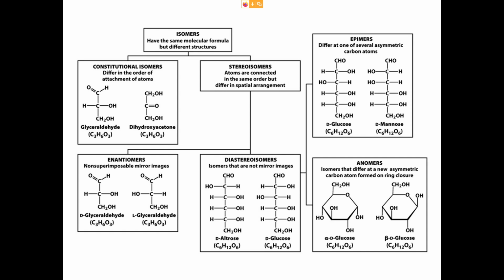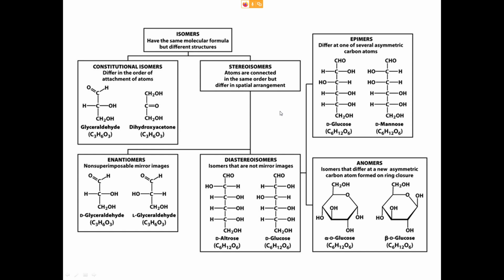The OH is on the right. On mannose, we still have the aldehyde at the top, but at carbon number 2, the OH is on the left. So they differ only in that position. From this point down, they're identical to each other.